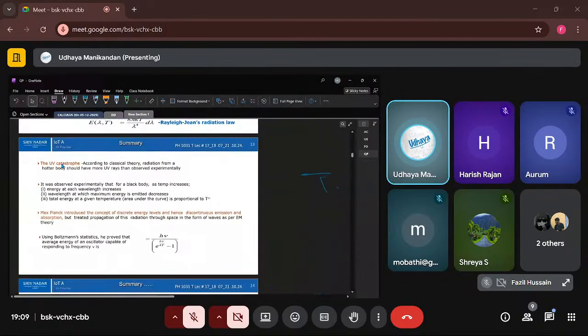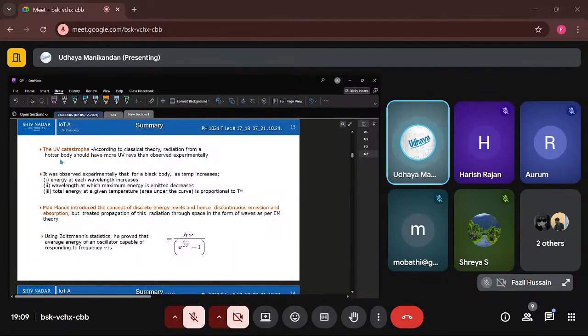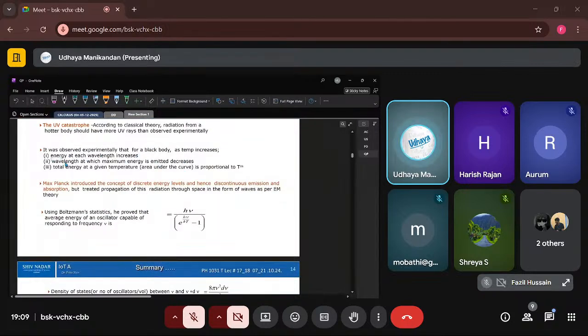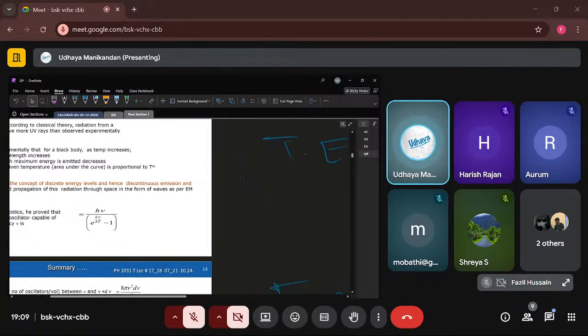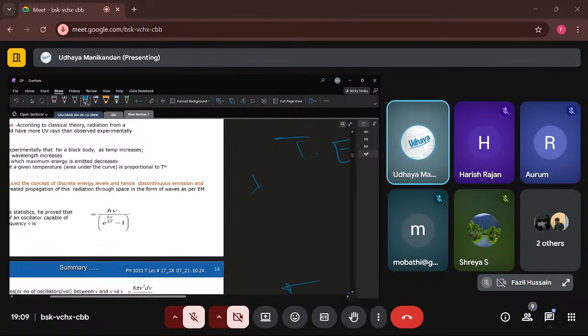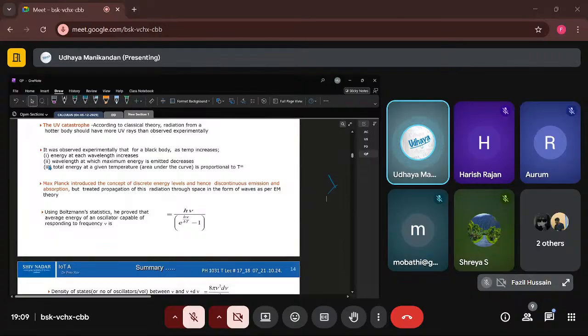So the UV catastrophe: according to classical theory, radiation from a hot body should have more UV rays than observed experimentally. So classical theory failed. Energy was discrete, not continuous. It was observed experimentally that as temperature increases, energy at each wavelength increases, and the wavelength at which maximum energy is emitted decreases. This is related to Wien's displacement law: as you increase your temperature, your wavelength decreases. And the total energy at a given temperature is proportional to T power 4. That also we saw.